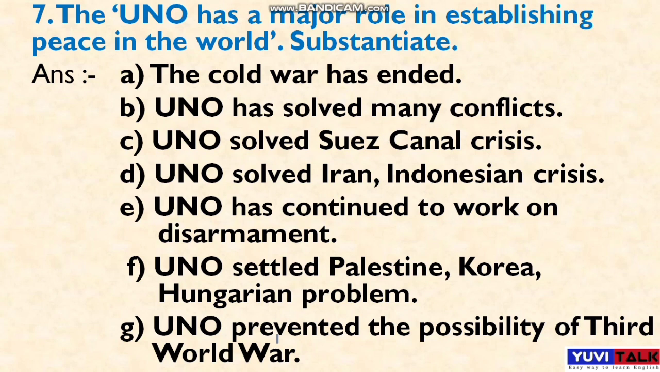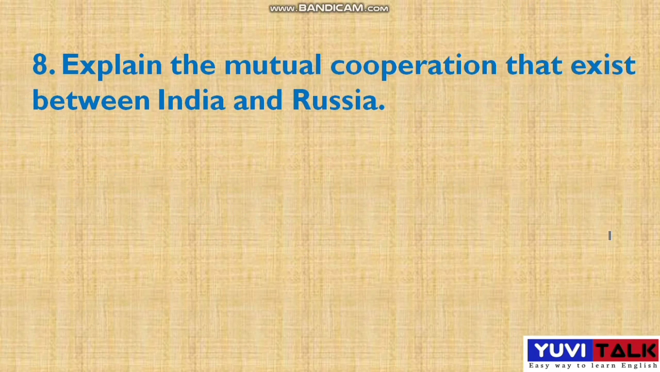Next is UNO prevented the possibility of the Third World War. UNO, to the maximum, succeeded in stopping the Third World War. I told you many times, if the Third World War happened, it would definitely destroy the whole Earth. Okay, now move on to the next question, please. See there. The next question is on your screen.